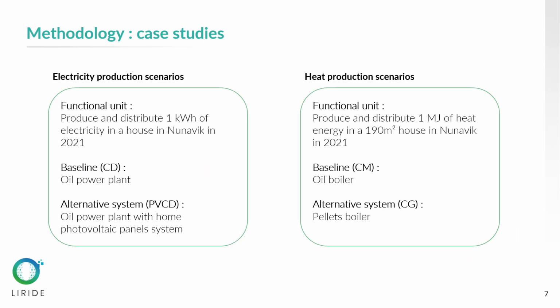Once the modeling was done, it was applied to 2 case studies of energy generation, modeled based on monitored data from 2021. The first one addresses electricity generation, comparing the use of a baseline power plant alone and with an auxiliary home photovoltaic panel system. The second one is about heat generation, comparing 2 boilers, baseline using oil, and alternative using wood pellets.